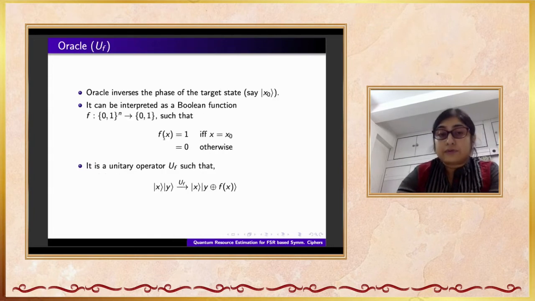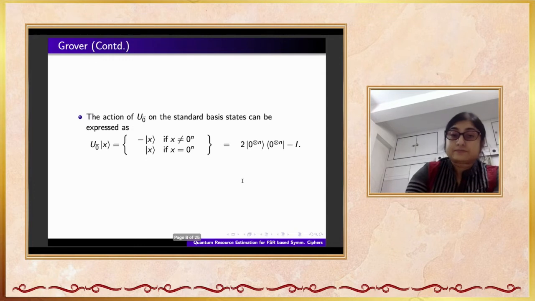In UF, we have to use some Boolean function f, and the Boolean function is as follows: f(x) will be 1 if x equals x0. x0 is our target element, our marked element. So f(x) will be 1 for x0 and 0 otherwise. If we use this UF on some states x and y, we will get x and y XOR f(x).